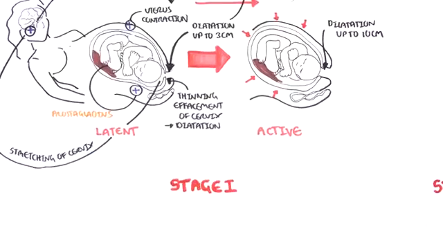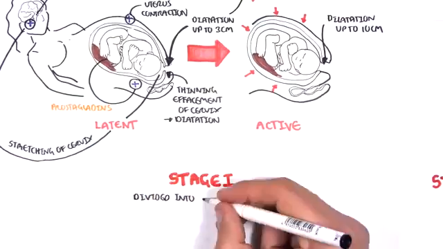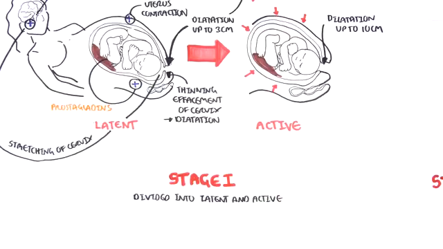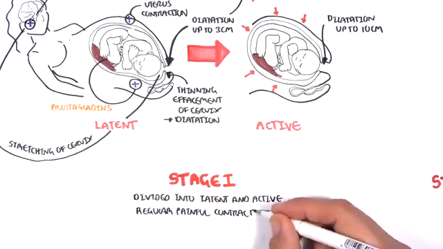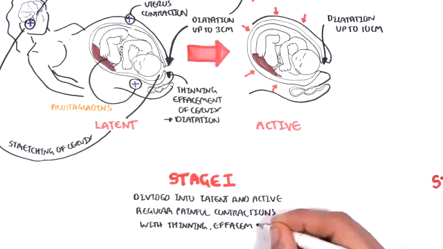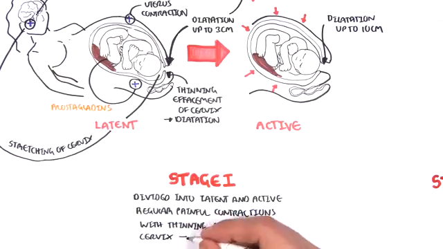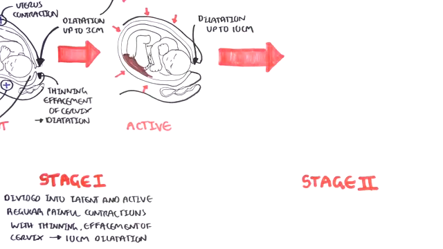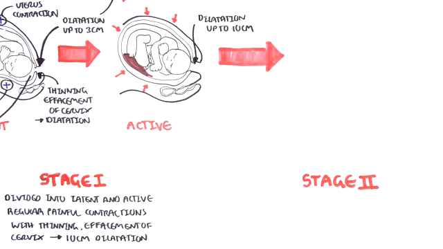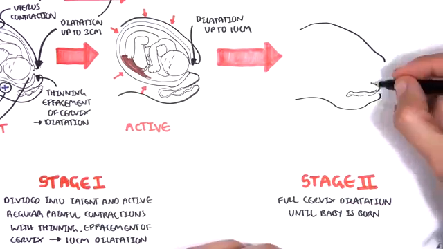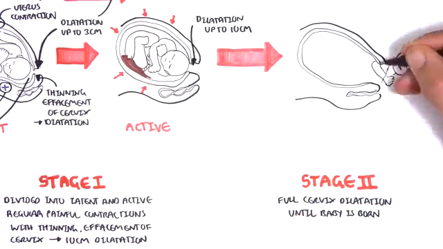Recapping stage 1. Stage 1 is divided into the latent and active phase. Regular painful contractions with thinning, effacement of the cervix is what happens in stage 1 until the cervix reaches 10 centimeters dilatation, or full dilatation of the cervix. After stage 1, the labor will progress to stage 2. And stage 2 is from full cervix dilatation until the baby is born. Basically, in stage 2 of labor, this is where the mother is delivered of the baby.